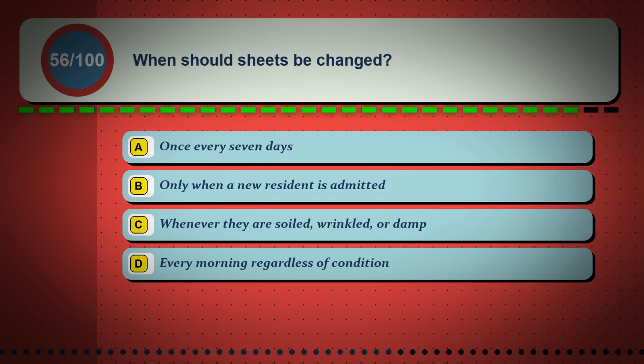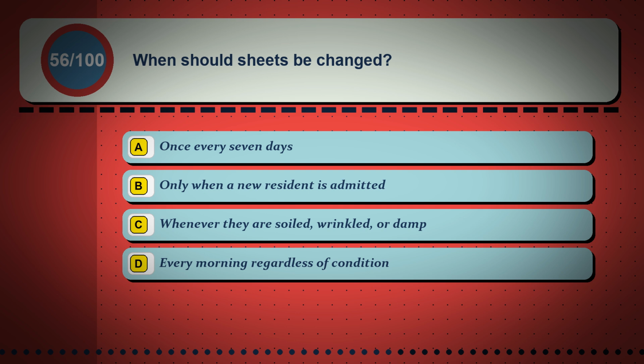Question 56. When should sheets be changed? Option A, once every 7 days. Option B, only when a new resident is admitted. Option C, whenever they are soiled, wrinkled, or damp. Option D, every morning regardless of condition.